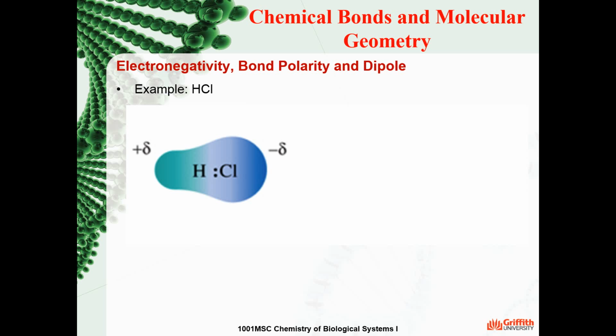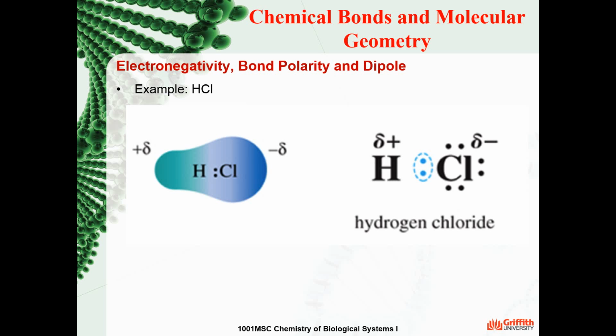The chlorine pulls the pair of electrons more towards it, so the electrons spend more time there, leading to a partial negative charge on the chlorine. Because the hydrogen is missing the electrons more often, it obtains a partial positive charge. To represent this charge, we use the symbols delta plus and delta minus. We can also represent that by drawing an arrow towards the partially negative atom.